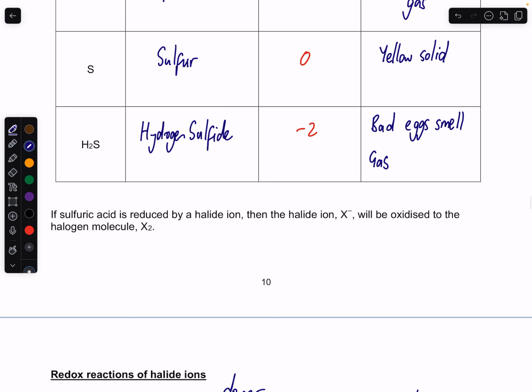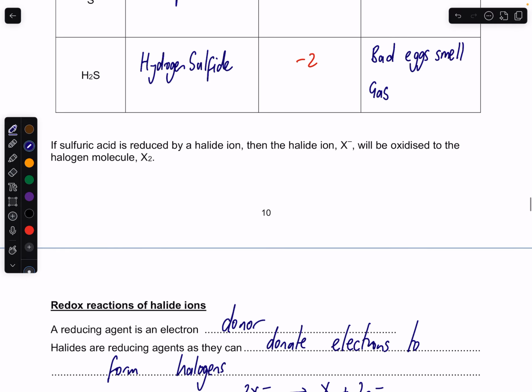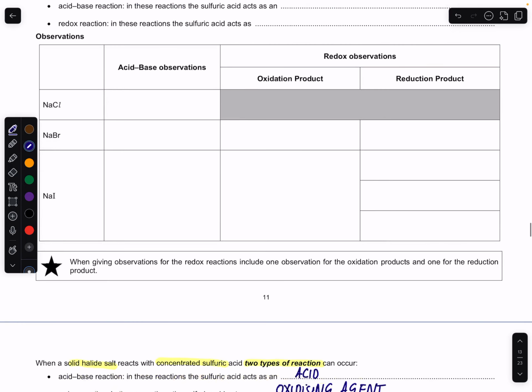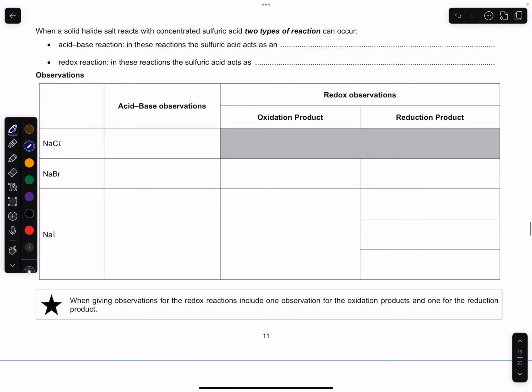So sulfuric acid is reduced by the halide ion. The halide ion will be oxidized to a halogen molecule, as we saw above. So next, we're going to have a look at this table, which is going to summarize the reactions that we're going to see. And first of all, there are two types of reaction. So we can either get an acid-base reaction, or we can get a redox reaction.